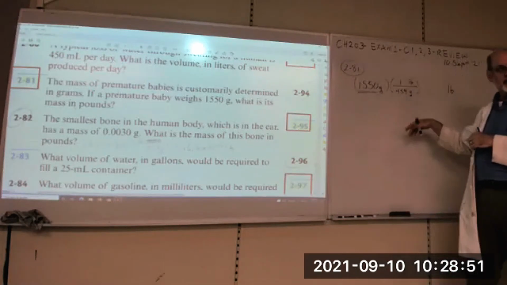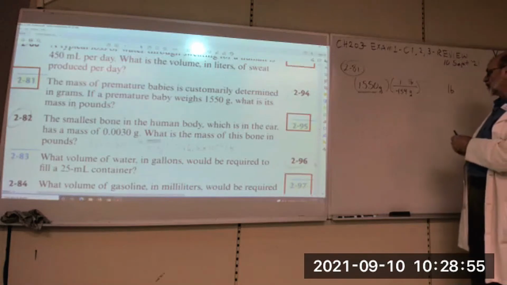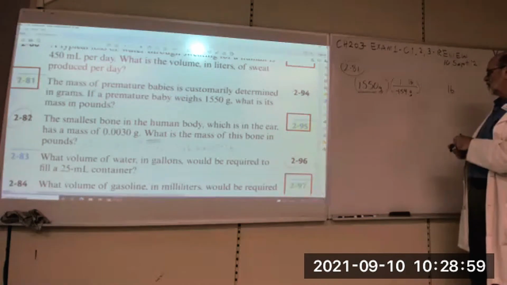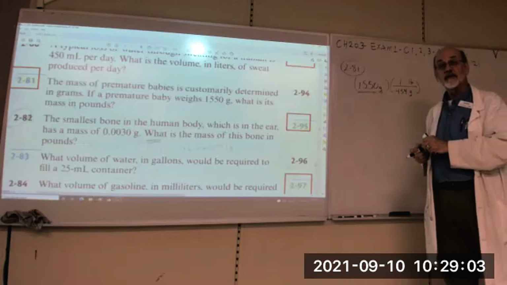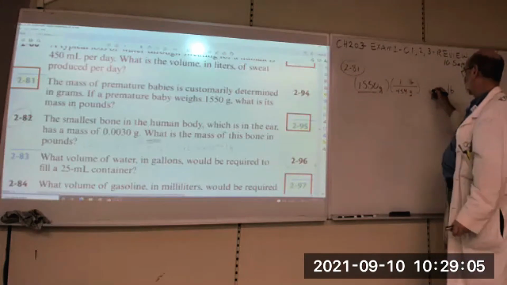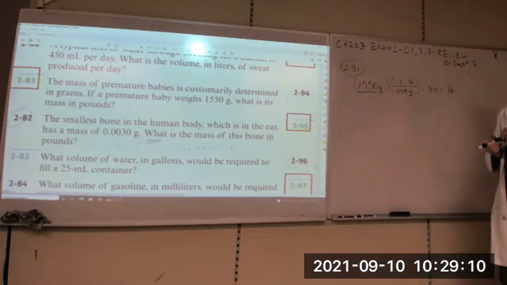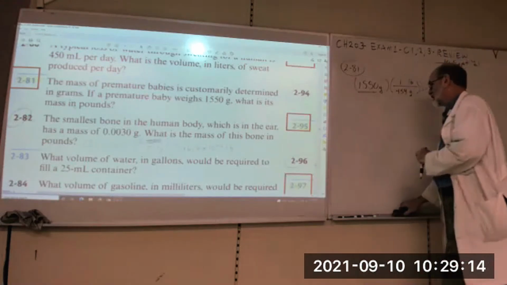Okay, so your answer will have 3 significant figures. Looks like about 3 point something. Just estimate. 3 what? 3.4. There you go. 3.41 pounds. Oh. Okay.